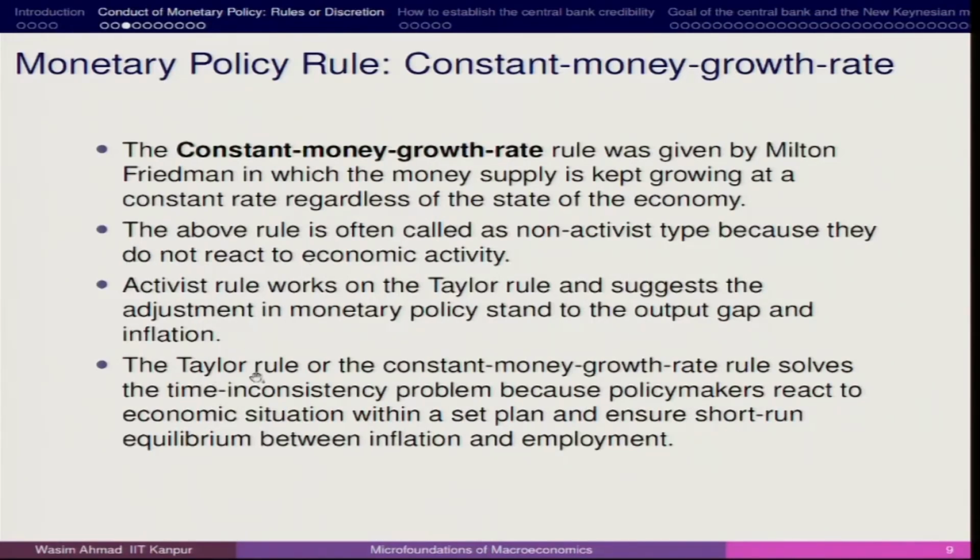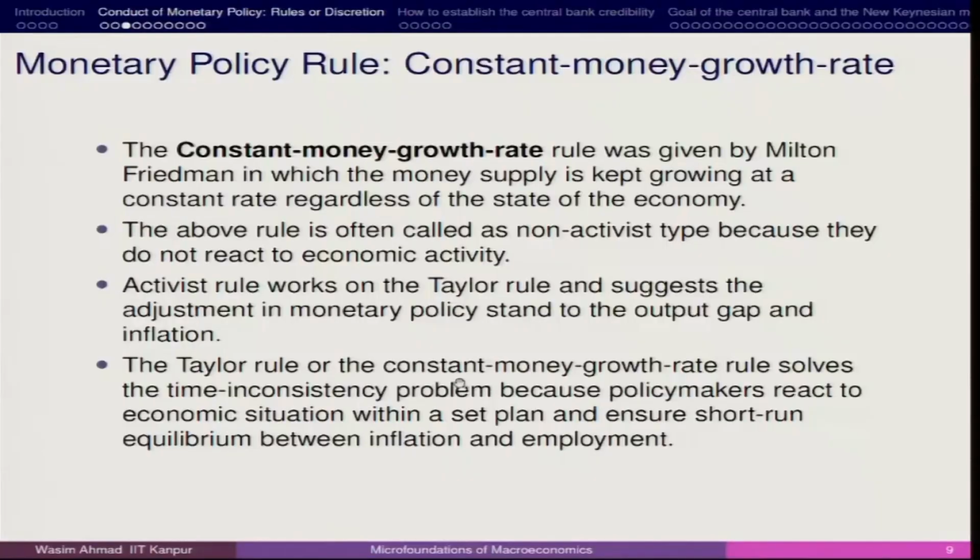understand here. The Taylor rule or the constant money growth rule solves the inconsistency problem, because policy makers react to the economic situation within a set plan and ensure that a short term equilibrium between inflation and output and employment is ensured. So, with the constant money rule, it tries to give some perspective on how to control and conduct monetary policy given the situation that the economy is facing. In that context, it becomes really interesting to see that the non-activist and activist stands play a very important role, and this is what we try to mention here.